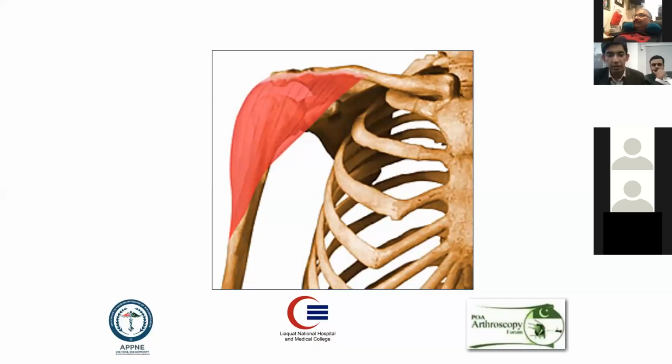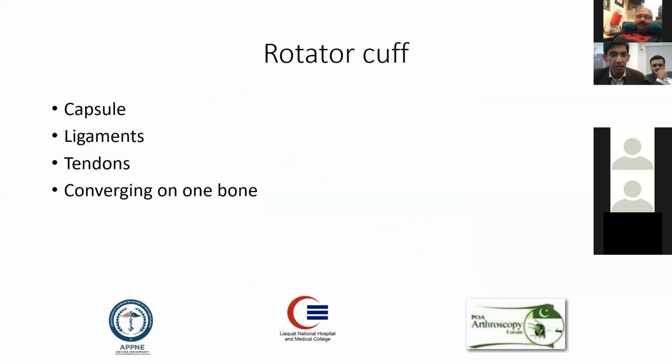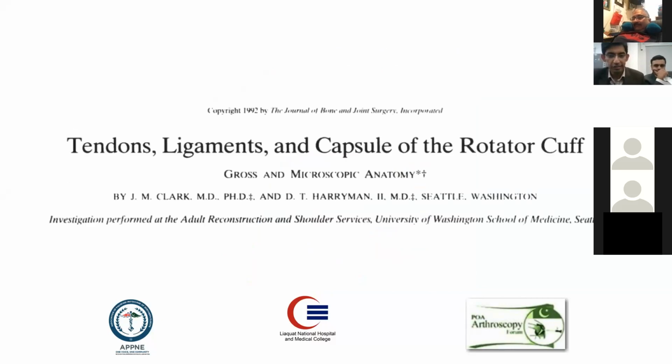The advanced movement surgeries using different implants in an advancing sort of an age. So the rotator cuff is basically a combination of capsule, ligaments, and tendons. They actually converge onto a single bone. Now, this was a very interesting article that I recently, Mr. Shah was generous enough to actually buy this article for me.